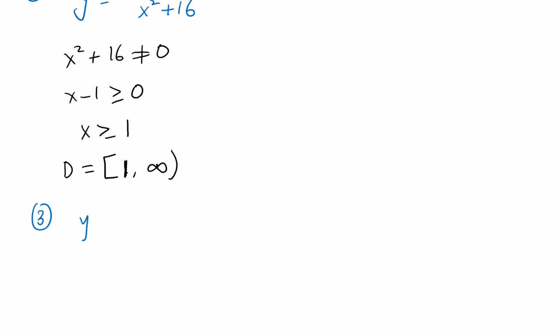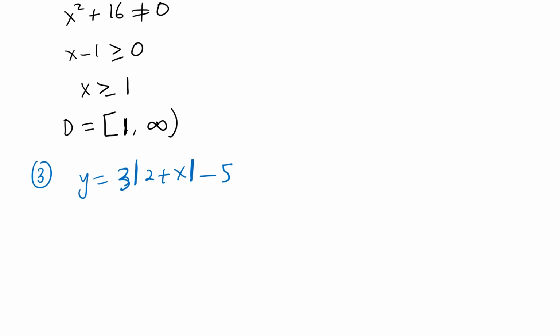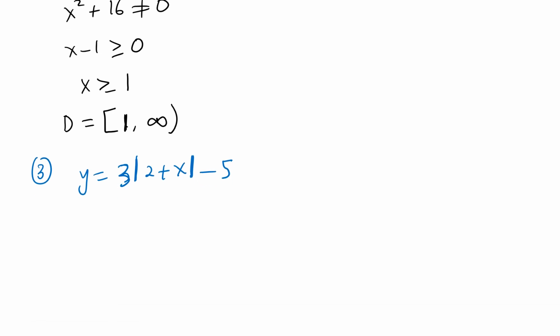Next one, 3 times the absolute value of 2 plus x, minus 5. So how do we do this? This is an absolute value function. All absolute value functions and all polynomial functions have a domain of all real numbers, negative infinity to infinity.